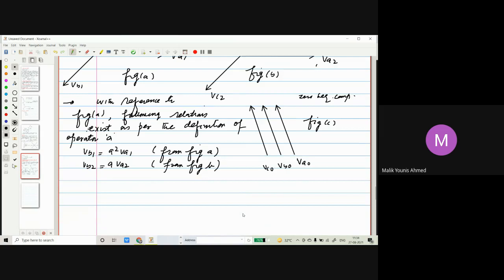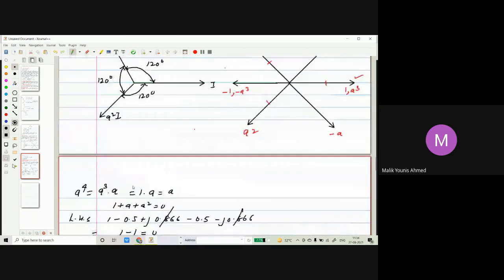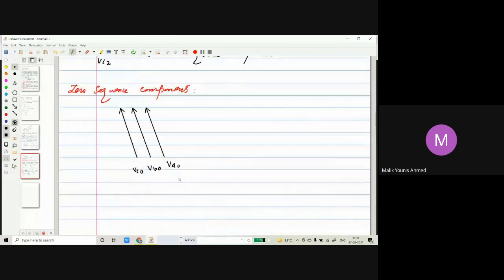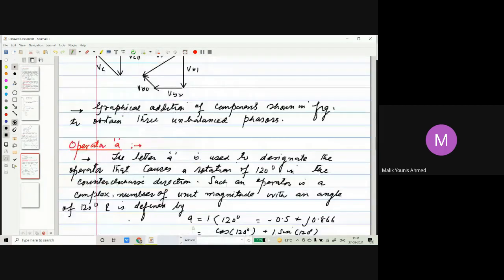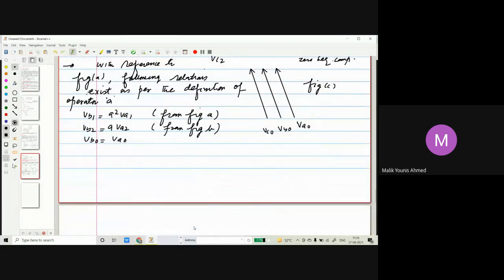This figure C does not have any phase difference. So all are same. VB naught will be equal to VA naught. There's no problem. Magnitude is same. We have the definition of the zero sequence component: magnitudes will be same, and there will be no phase displacement. Phasors equal in magnitude, zero phase displacement. That means they are equal. We are not bothered about the operator A in case of zero sequence. So that you can write from figure C.